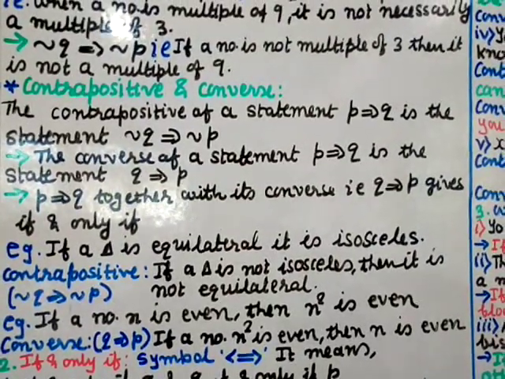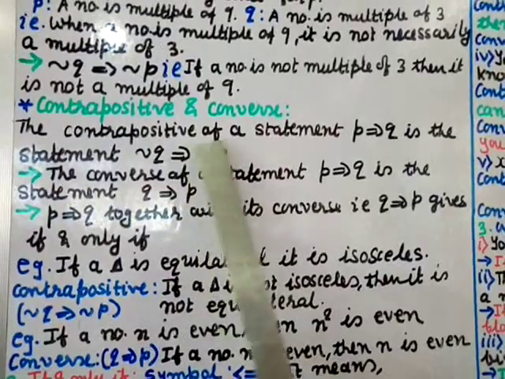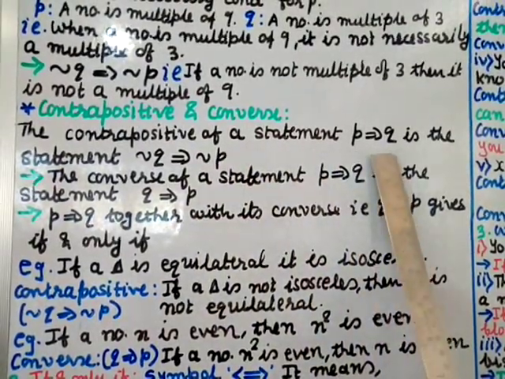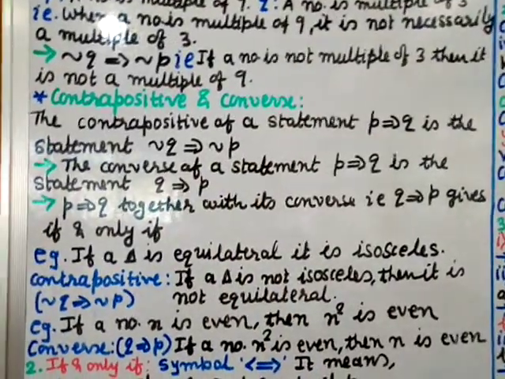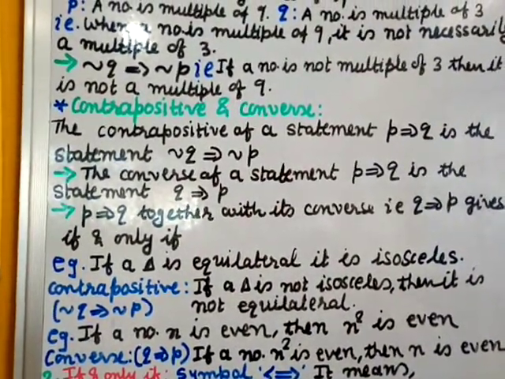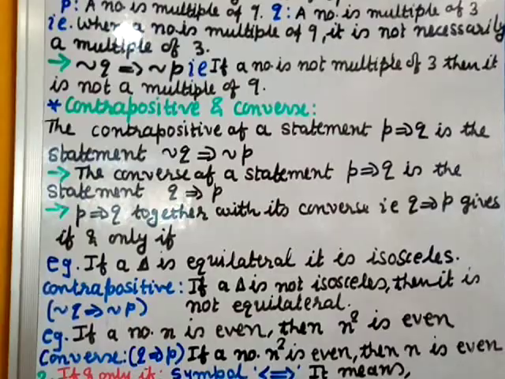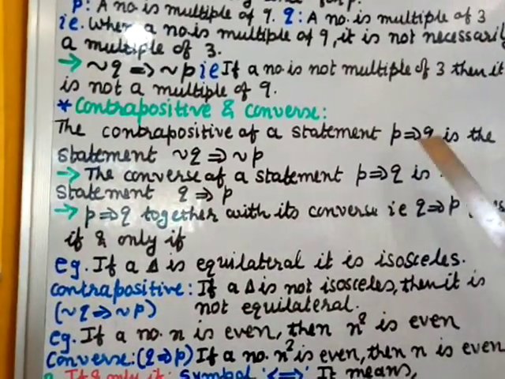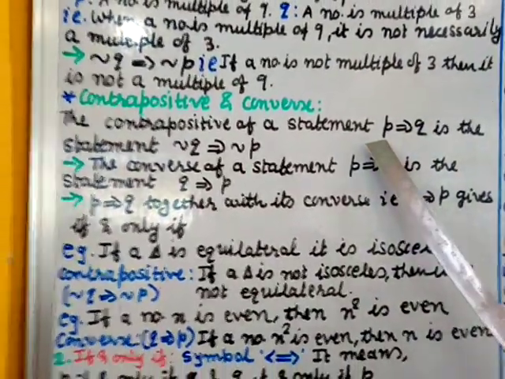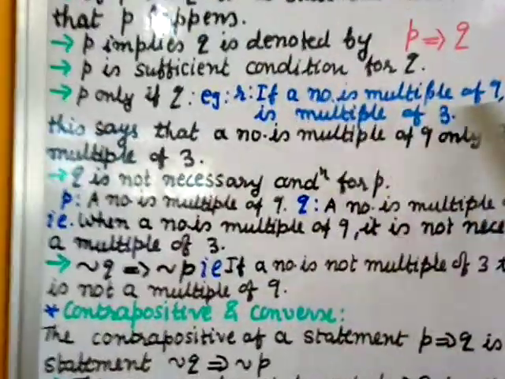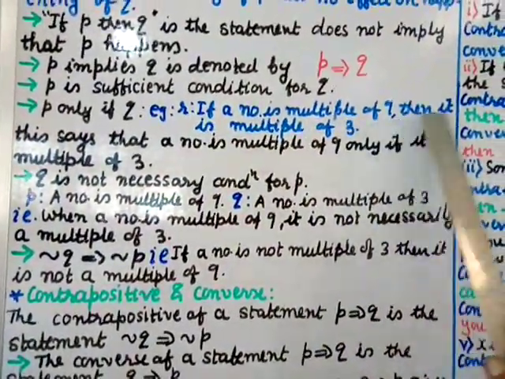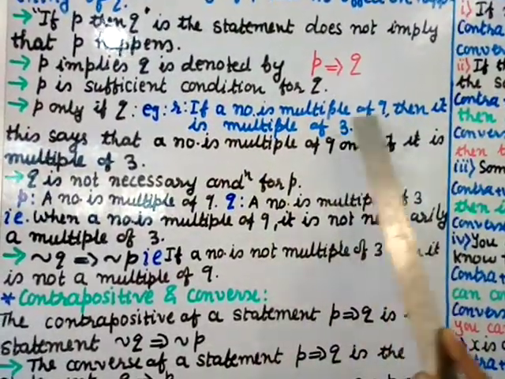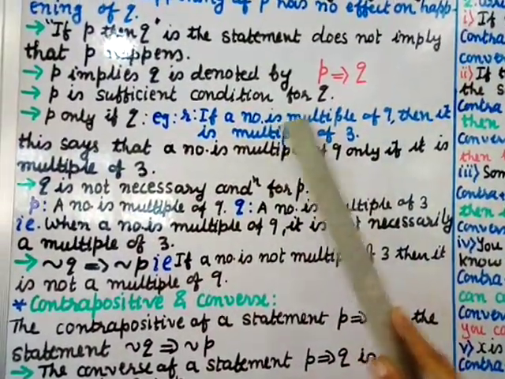Contrapositive and converse. The contrapositive of a statement P implies Q is the statement not Q implies not P. So if you are writing the contrapositive of a statement P implies Q, then the contrapositive will be not Q implies not P. You can see this example which I took before: if a number is a multiple of 9, then it is a multiple of 3. This is a statement, so here P implies Q.